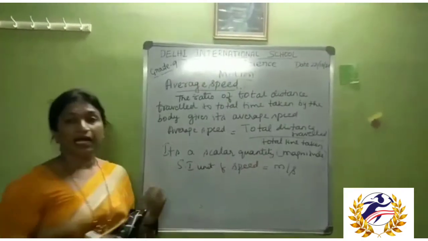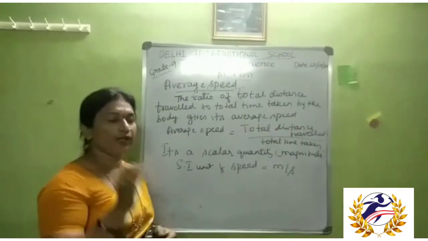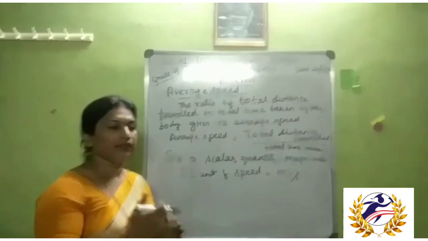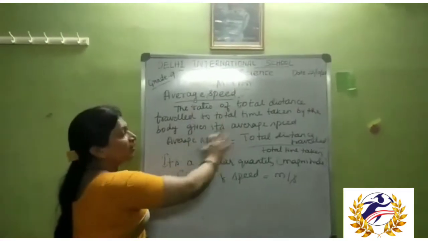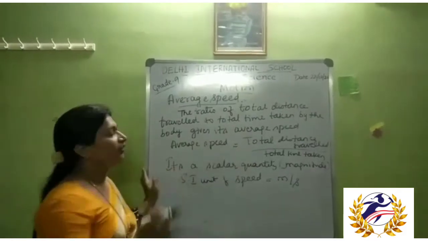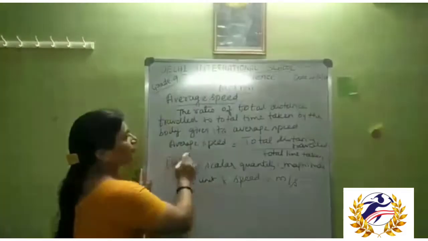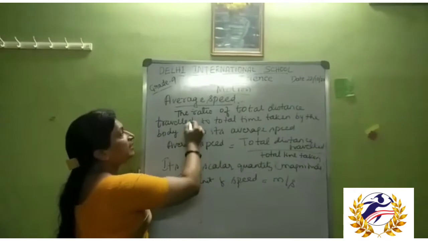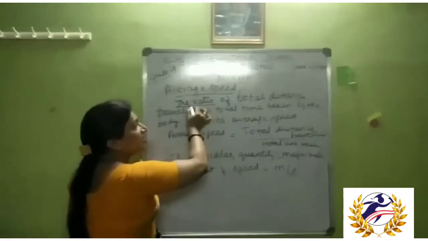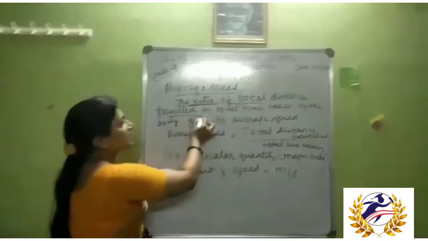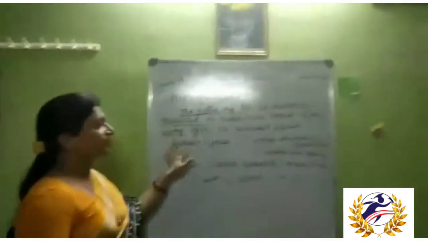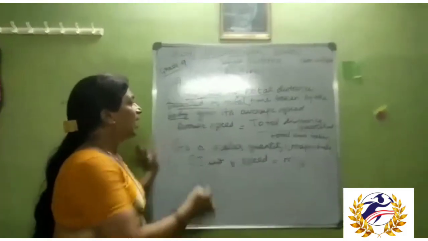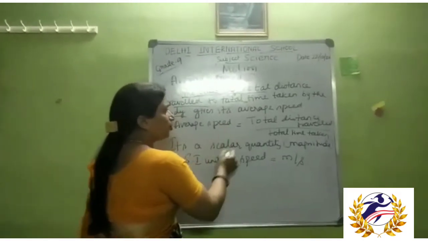Next is the average speed. When an object travels at different speeds at different times, then we have to take the total distance travelled and the total time taken. That is, it is the ratio. Average speed is the ratio of the total distance travelled to the total time taken by a body. Average speed is nothing but total distance travelled divided by total time taken.